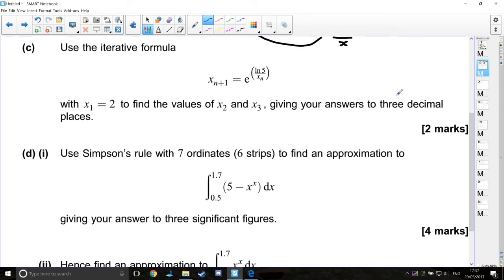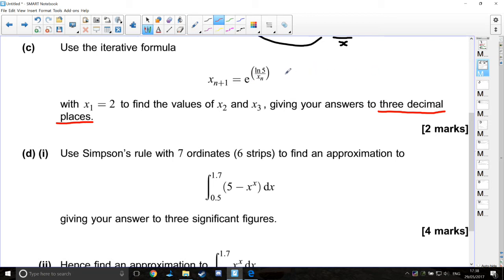Okay, use the iterative formula x subscript n plus 1 equals e to the ln 5 over x subscript n, with x1 equals 2, to find the values of x2 and x3, giving your answers to 3 decimal places. Now this is important. If I don't do this, I'll get nothing. So, gotta be very careful. Right, sub 2 into this, and I'll get my second value. So, ln 5 over 2, and then e it.